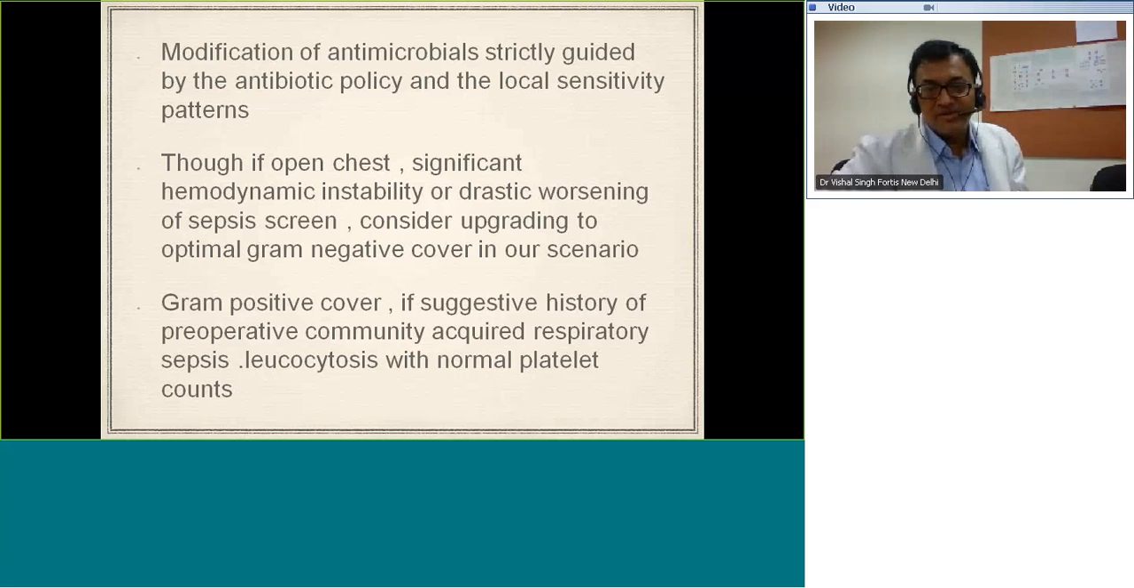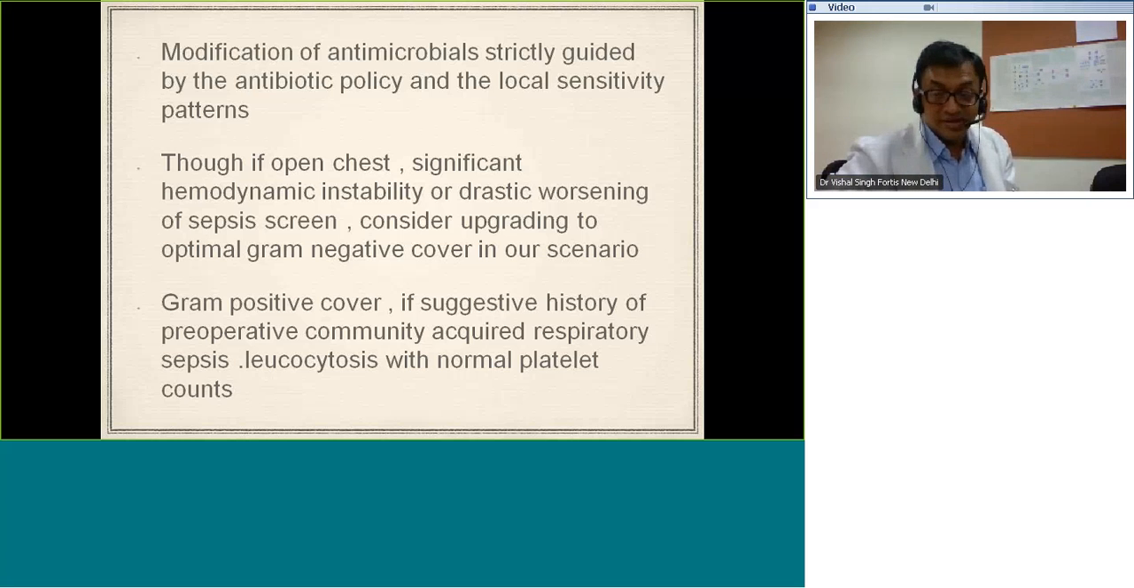Gram-positive cover should be given if there is a suggestive history of preoperative community-acquired respiratory sepsis, especially if it's a community-acquired respiratory sepsis just before the patient got operated, and in a situation with leukocytosis with normal platelet counts. So if you have a worsening thrombocytopenia, deranged coagulation profile, hypoglycemia, gram-negative is likely. But if there was a history suggestive of preoperative community-acquired respiratory sepsis, and you had a leukocytosis with normal platelet count, because the patient was operated in a scenario of, if I may say so, partial emergency, coming with repeated cyanotic spells, but the surgeon decided to take a complete repair immediately, and he did not want to wait for the infection to get controlled altogether because he felt we'd end up losing the child.